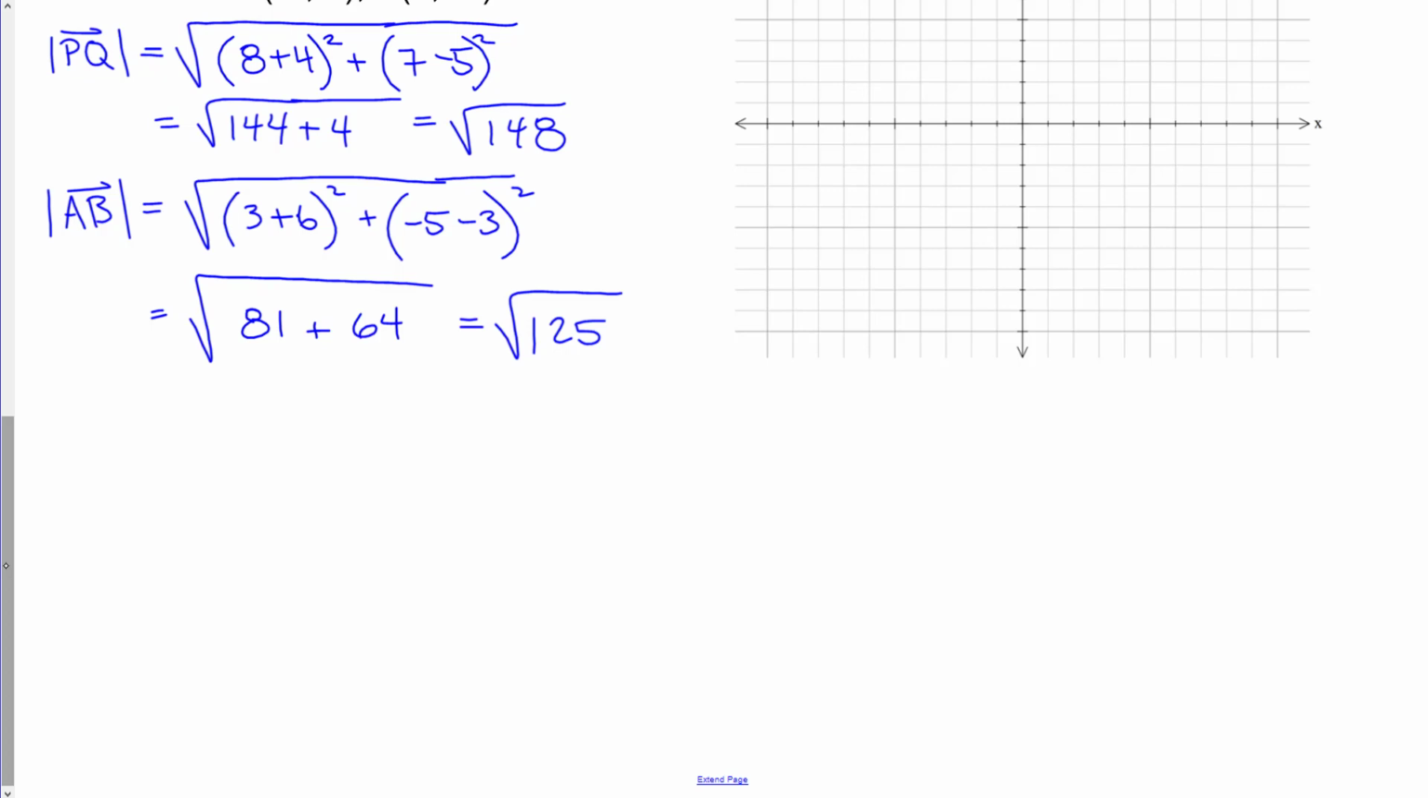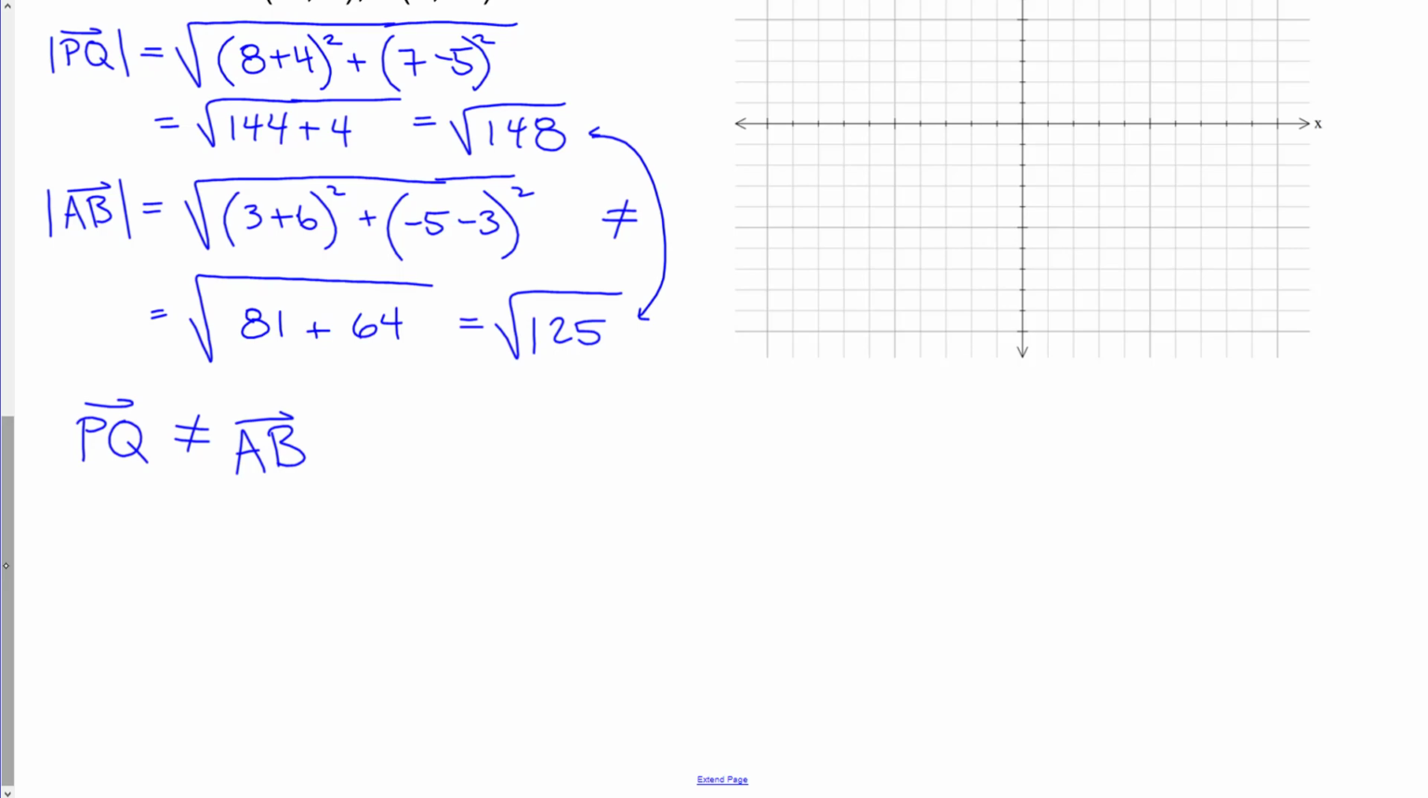But the point is it does not have the same magnitude. I can clearly see that by comparison. It's very close, but they're not equal. So since those magnitudes are not equal, we can definitely say that vector PQ is not equal to vector AB.